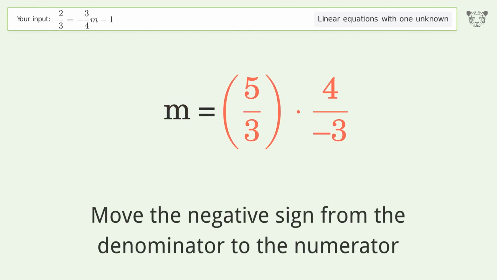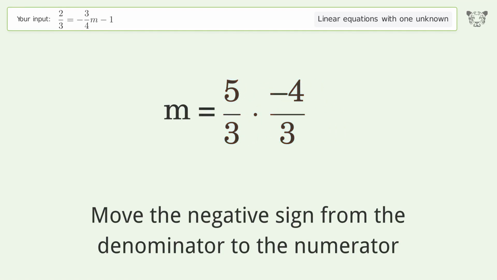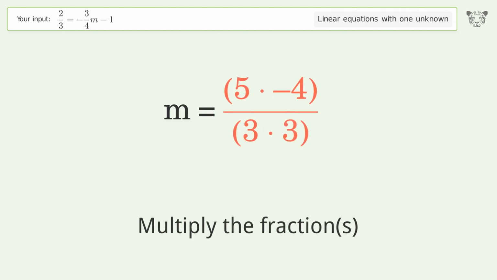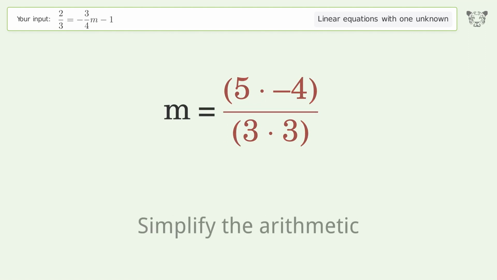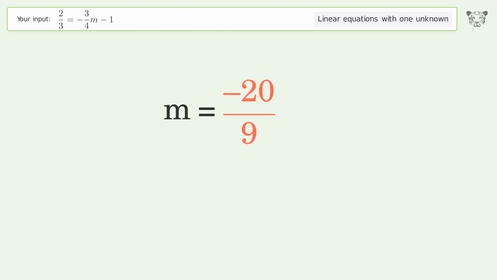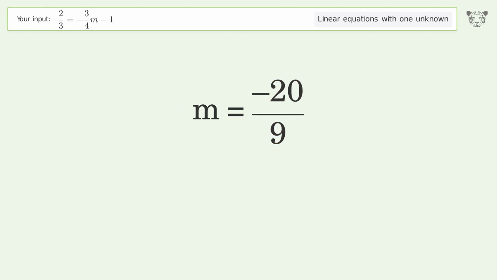Move the negative sign from the denominator to the numerator. Multiply the fractions. Simplify the arithmetic. And so the final result is m equals -20/9.